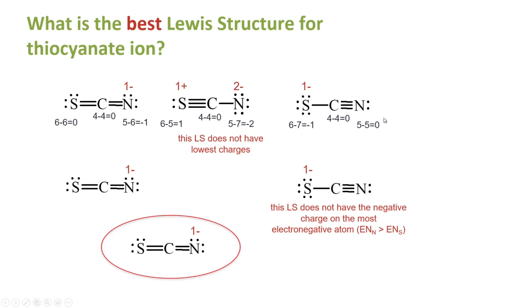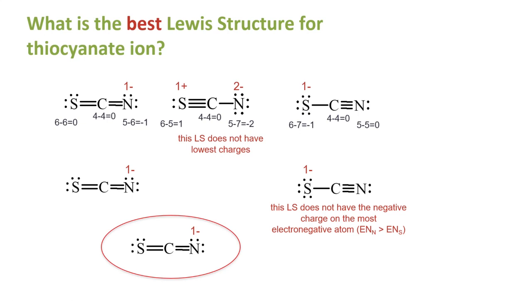So when I look at these 3, I'm immediately ruling this one out because this is not the lowest formal charges. This has a -2 and a +1. I'm much better off having just 1 formal charge of -1. So the left and the right are good. But they both have equivalent formal charges. They both have a formal charge of -1 on just one of the atoms. In this case, it's on a nitrogen. In this case, it's on a sulfur.